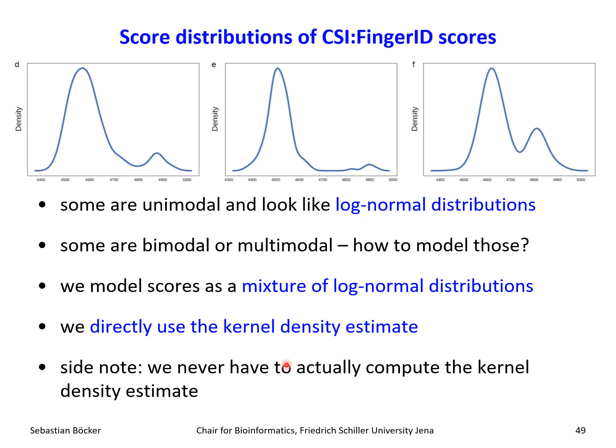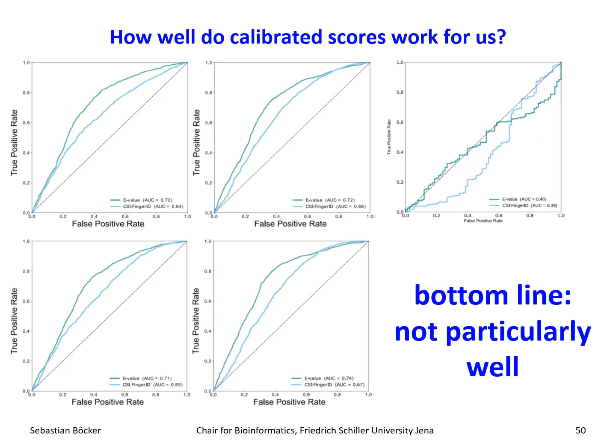And the cool mathematical trick is we never have to actually compute the kernel density estimate. We just want to know the p-value, and that can be computed without ever doing that plot, without ever computing that. That's why it's very fast. It's as fast as doing an average or something. So far, the good news.